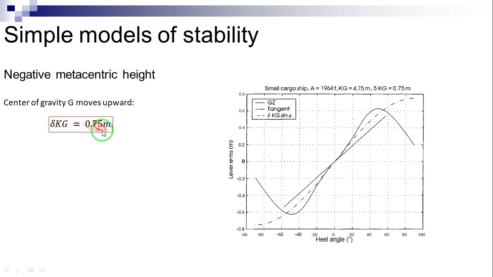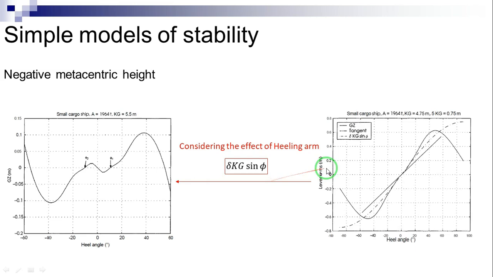The dotted dashed curve represents the quantity delta kg sine of phi, which is the heeling arm in this case, that must be subtracted from the initial righting arm curve. The two curves intersect at approximately 10 degrees and 55 degrees. The resulting righting arm curve is shown in the following figure.